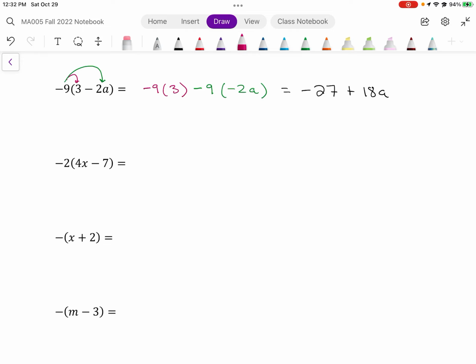All right, so next I'm going to do negative 2 times 4x. And then we're going to do negative 2 times minus 7. So negative 2 times 4x is going to give us negative 8x. Negative 2 times negative 7 is plus 14.